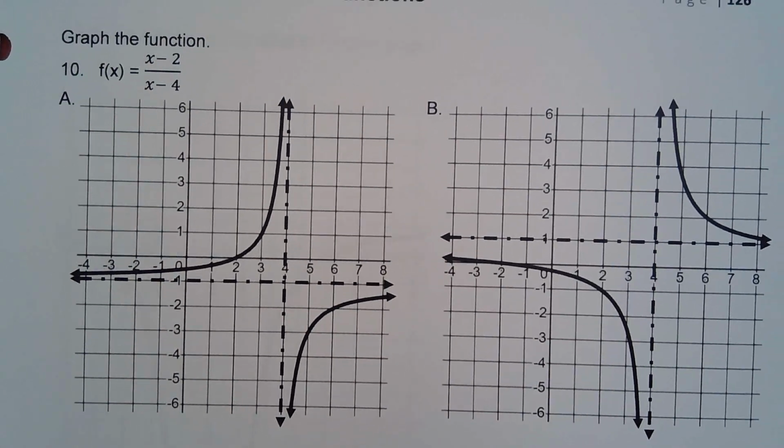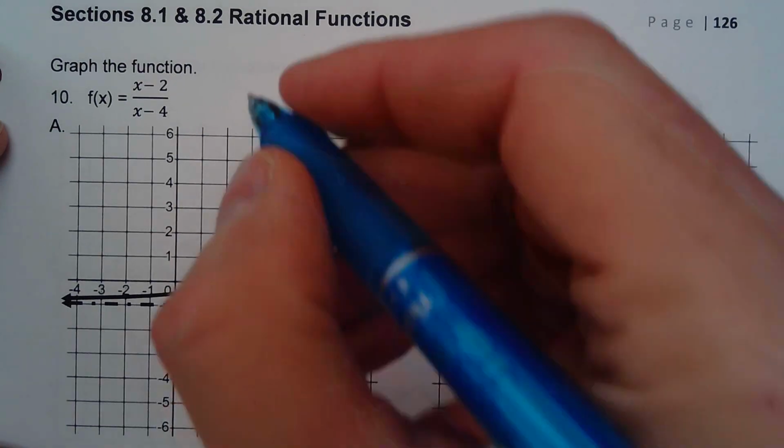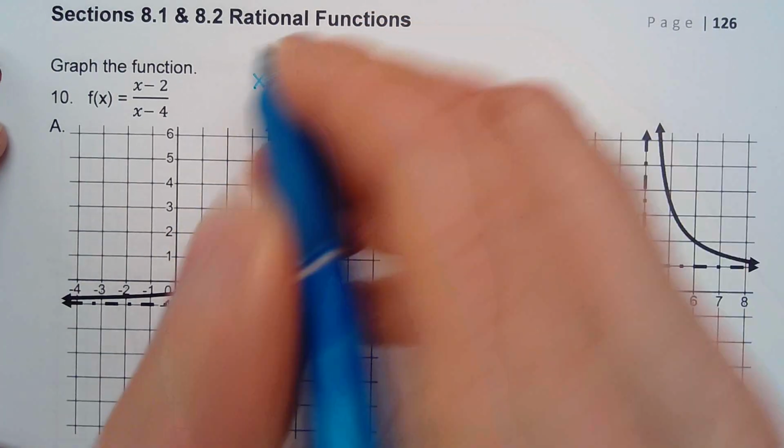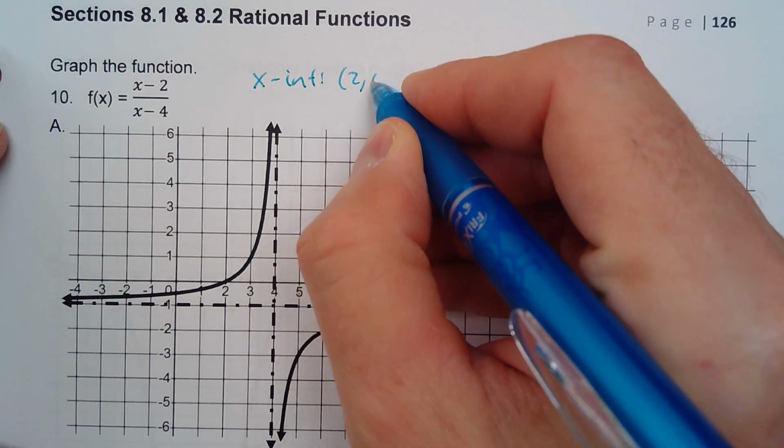Alright, let's try this next one. So now we've got a more complicated graph. And what I'd recommend doing is just start going through your graphing technique. So first of all, we want to find the x-intercept. And remember, the x-intercept comes from the numerator. I have an x minus 2, so my x-intercept is going to be (2, 0).